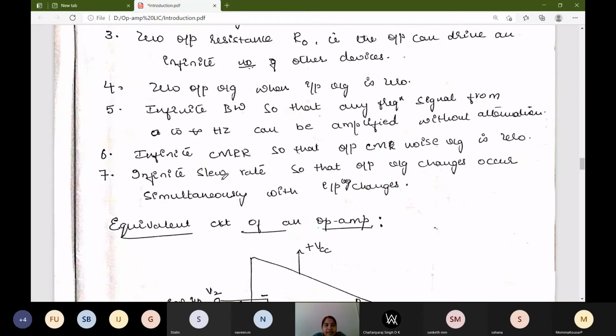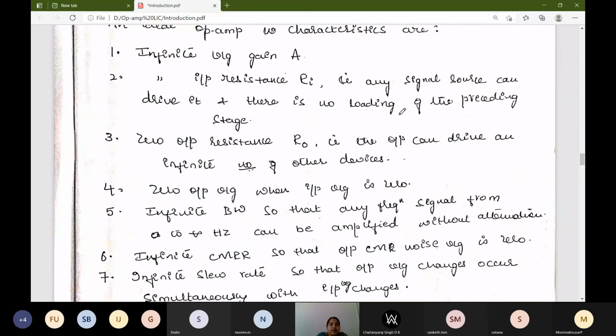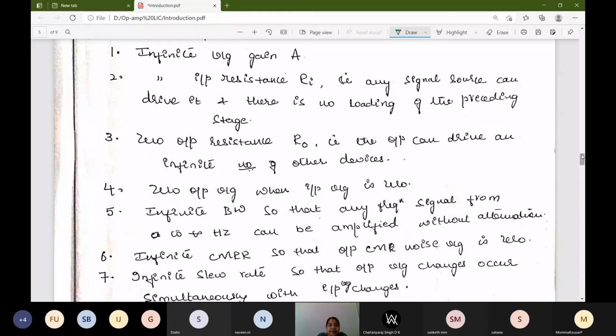First one is gain. Gain should be infinite. Input resistance should be infinite. These are the ideal characteristics. See here, voltage gain should be infinite, input resistance infinite, then only output resistance and output voltage should be 0. Next, infinite bandwidth, infinite CMRR, and infinite slew rate.